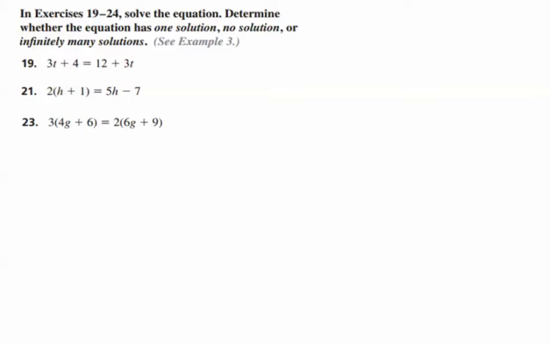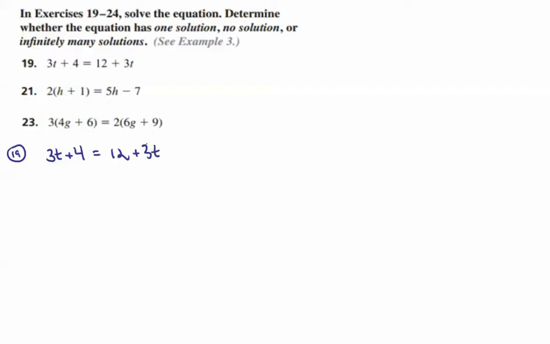Okay, in this video we'll move on to the second most important thing we learned in this section, and that is how to determine whether an equation has one solution, no solution, or infinitely many solutions. And we'll see what happens in different cases. Let's start with number 19, and that says that 3t plus 4 is equal to 12 plus 3t.